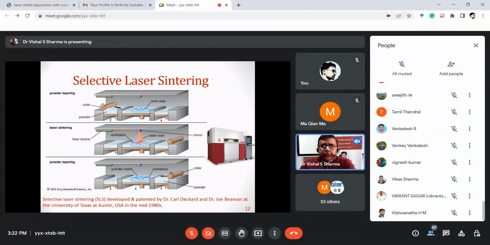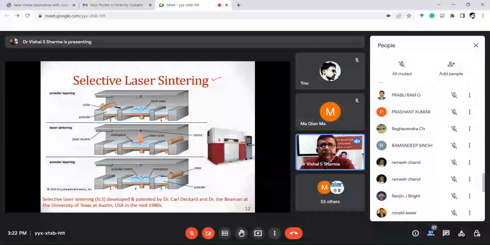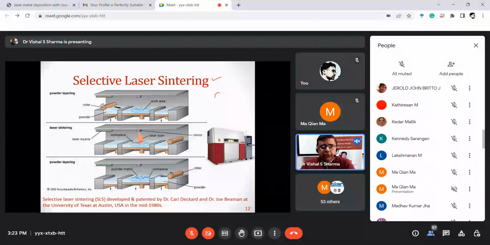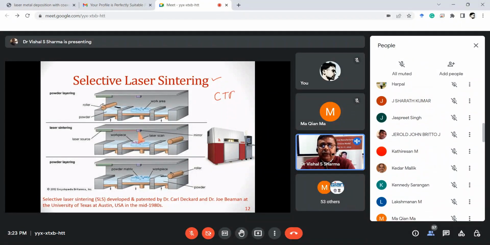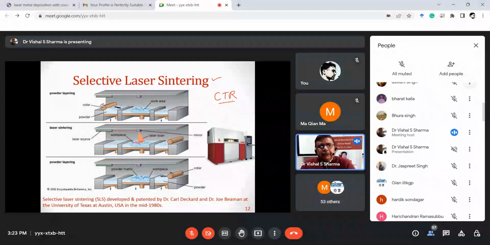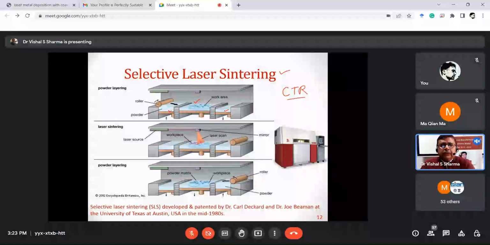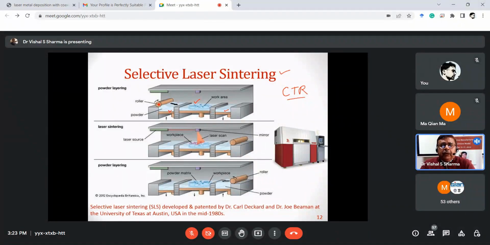We also have exposure to working on selective laser sintering, and this machine is available at another institute which is close to us. It is called CTR Ludhiana. We have done a few studies on this machine also, and this falls under the category of powder bed fusion. In this case, the middle portion is where we build the part. On the left and right sides we have powders, and the roller will move from left to right and then from right to left. When the roller is moving, it takes the material and spreads one layer of that material in the build zone.